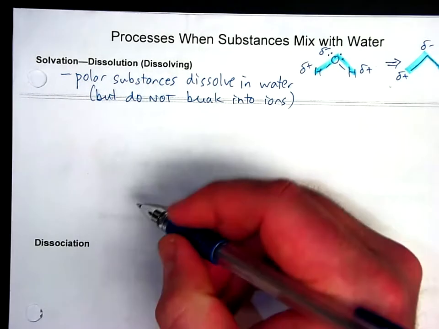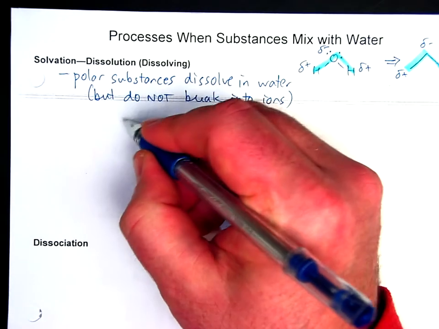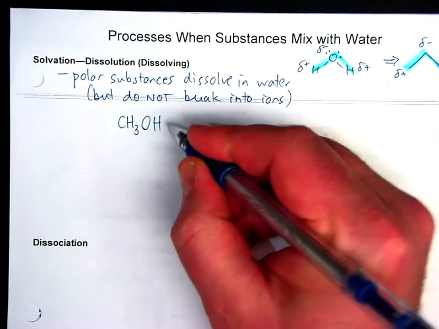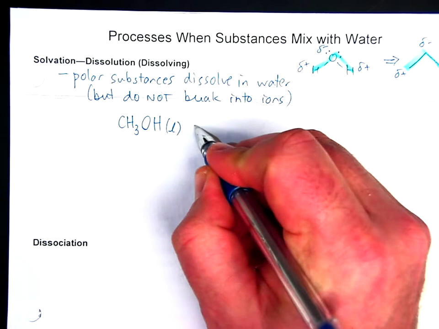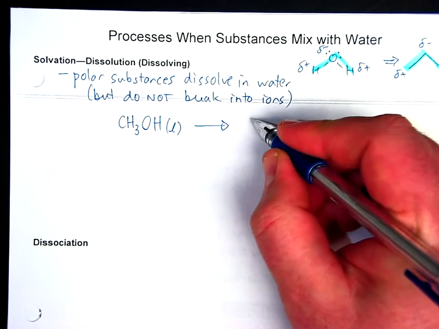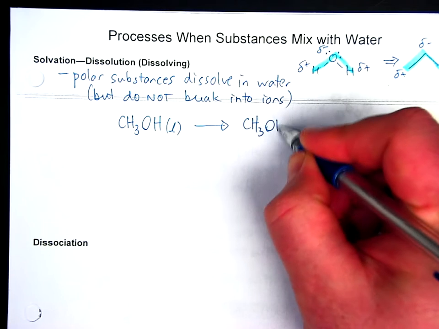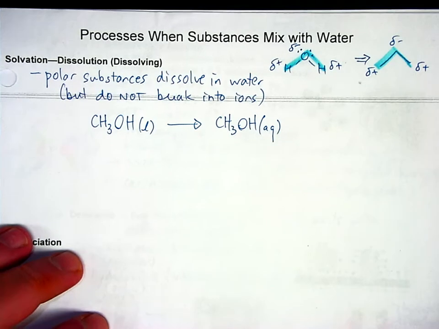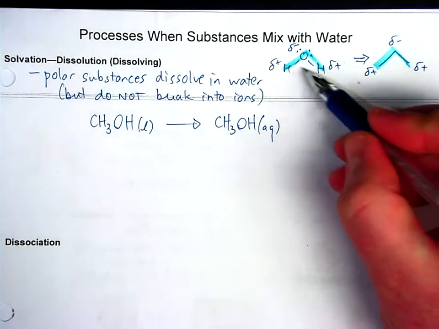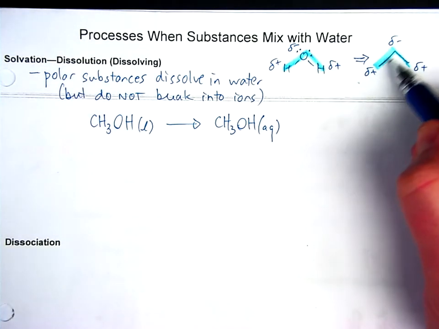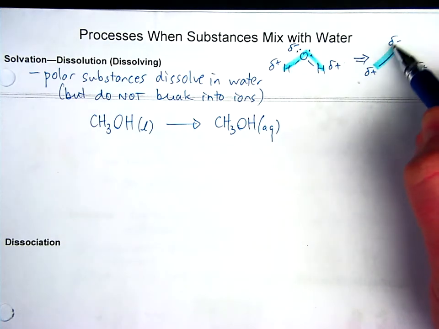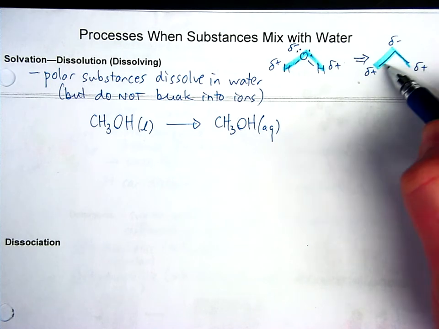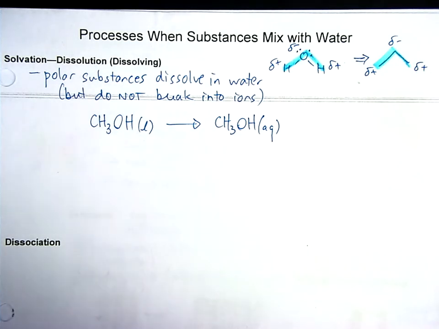So one example of this would be methanol. Methanol is an alcohol and it's a polar substance, so as a liquid, and then when it dissolves in water we change the state of matter, so it's now an aqueous solution. Okay, so that's what the AQ stands for. We're going to illustrate this with our water molecules as little V's. The pointy end here is going to be the negative end because that's where the oxygen is, and the two tips of this V are the positive end where the hydrogens are.